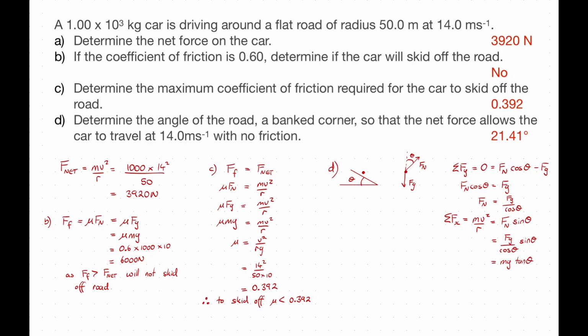Our masses are going to cancel, then we are solving for theta. So we're going to get v squared on r is equal to g tan theta. Solving for theta, we get theta is then equal to the tan inverse of v squared on rg, which we could then plug our numbers in. 14 squared on 50 times by 10, which should come out as being our answer of 21.4.